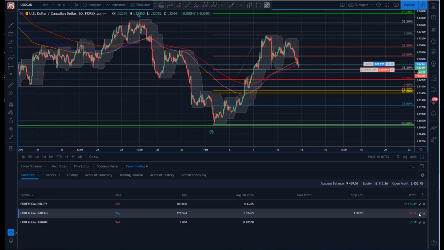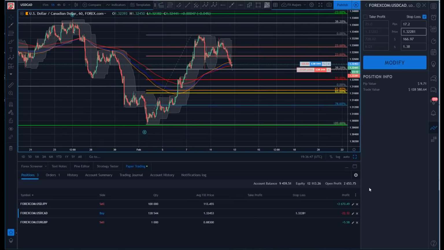I also have this little pencil over here. So if I click that little pencil, I can modify it. So let's say that I want to put a take profit on this. When we're going to go up, let's go 100 pips.